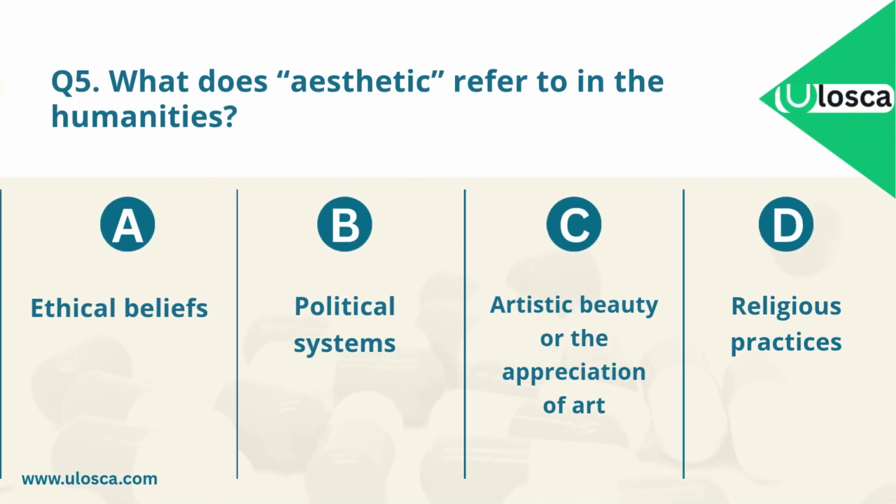Question 5. What does aesthetic refer to in the humanities? A. Ethical beliefs. B. Political systems. C. Artistic beauty or the appreciation of art. D. Religious practices. Which one is the correct answer?